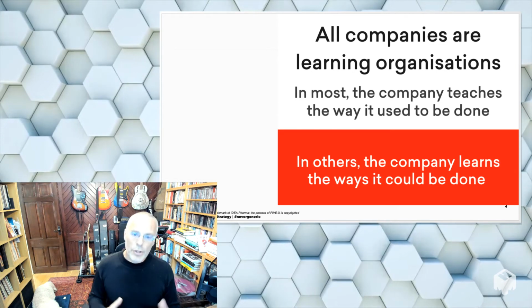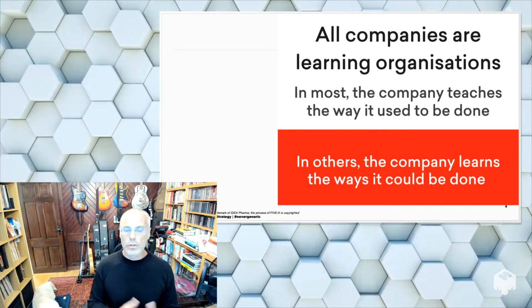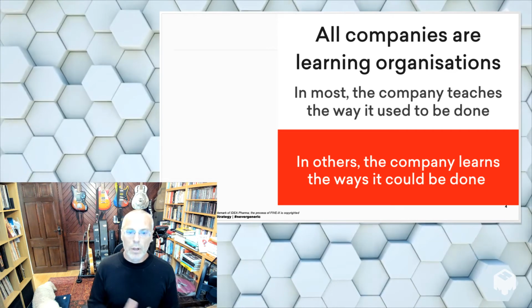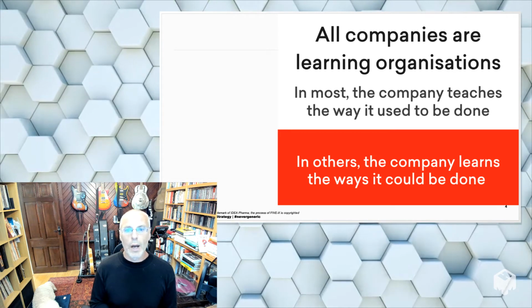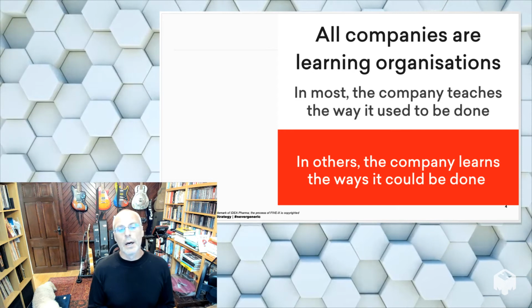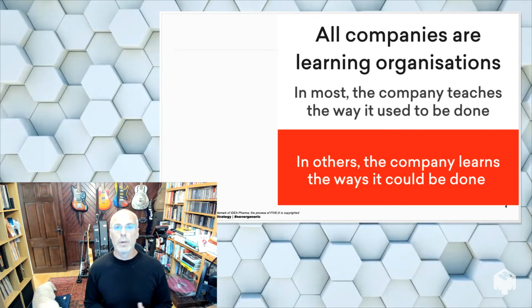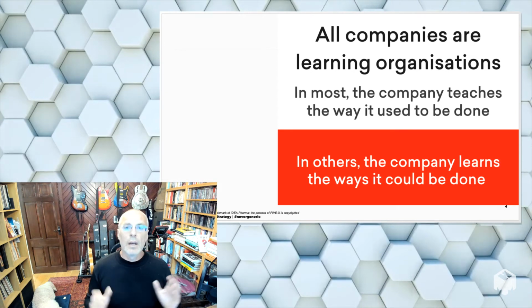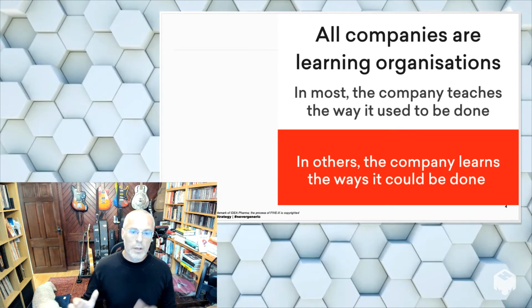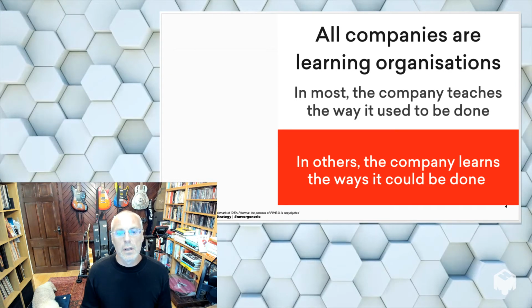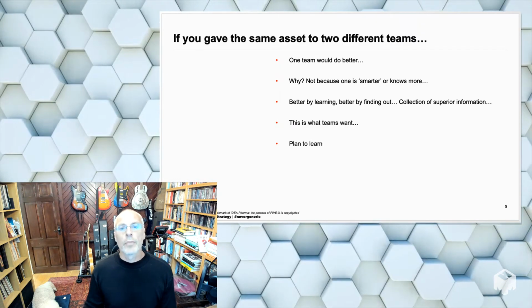So, on average, companies tend to do this. On average, 2 years before launch, we tend to do this. Well, that's no good to you if you want to outperform, if you want to be asymmetrical. In some companies, the company learns the ways that it could be done. They start to think differently about the difference between A and B in that development process. Getting a product from here to here actually is a learning exercise.